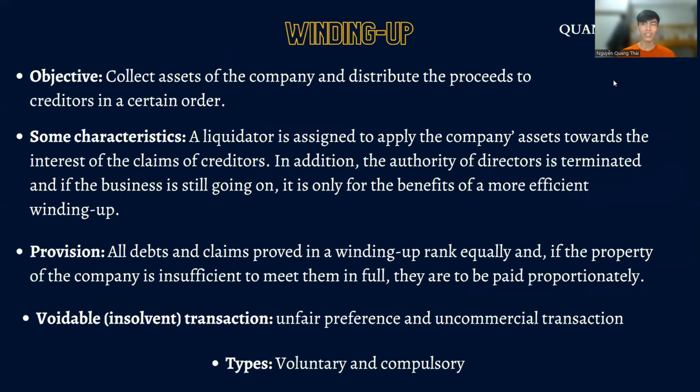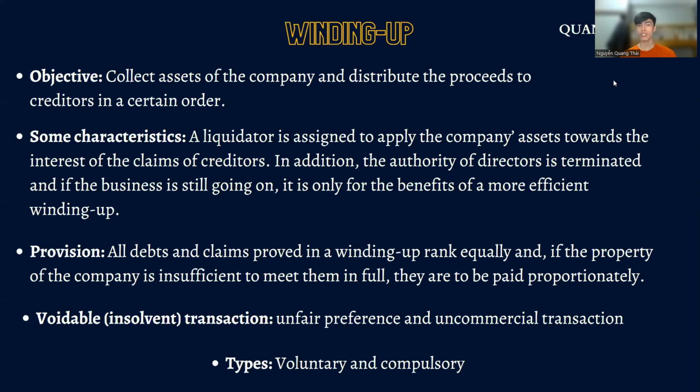And the not so bright scenario is that the company has to wind up. So first, let's talk about the objective. The primary objective of this action is to collect the assets of the company and distribute them to creditors in a certain order. Now, like we mentioned before about secured debt and unsecured debt. And there are some characteristics of winding up.